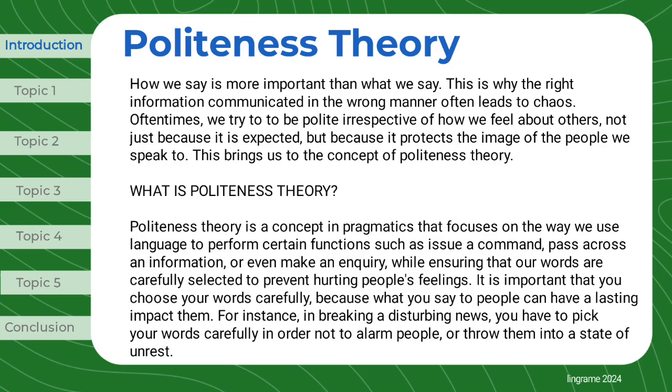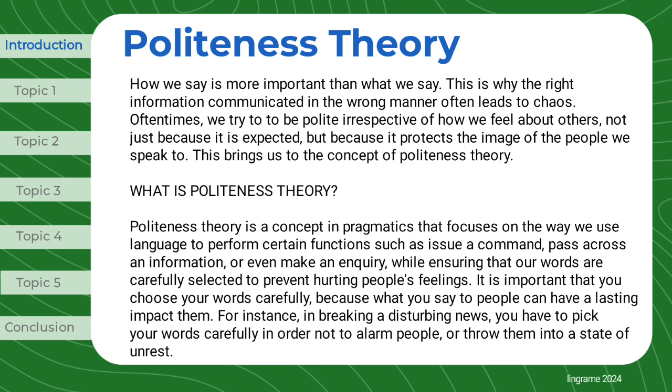How we say is more important than what we say. This is why the right information communicated in the wrong manner often leads to chaos. Oftentimes, we try to be polite irrespective of how we feel about others, not just because it is expected, but because it protects the image of the people we speak to. This brings us to the concept of politeness theory.